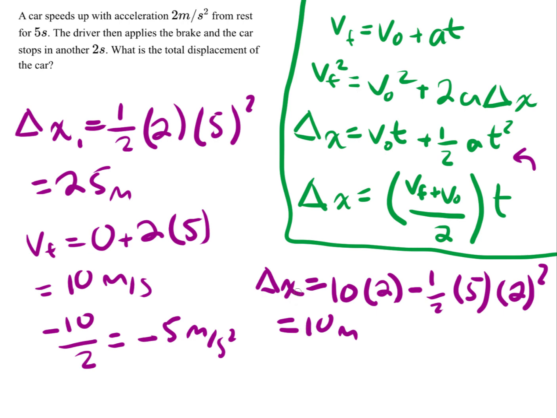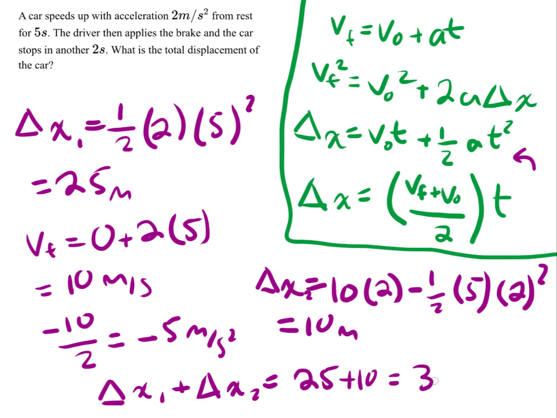And so the displacement, the total displacement, is simply just these two changes, these two displacements added together. So the first displacement plus the displacement during the brake, which is just 25 plus 10, which is 35 meters. And that is the displacement of the car in this problem.